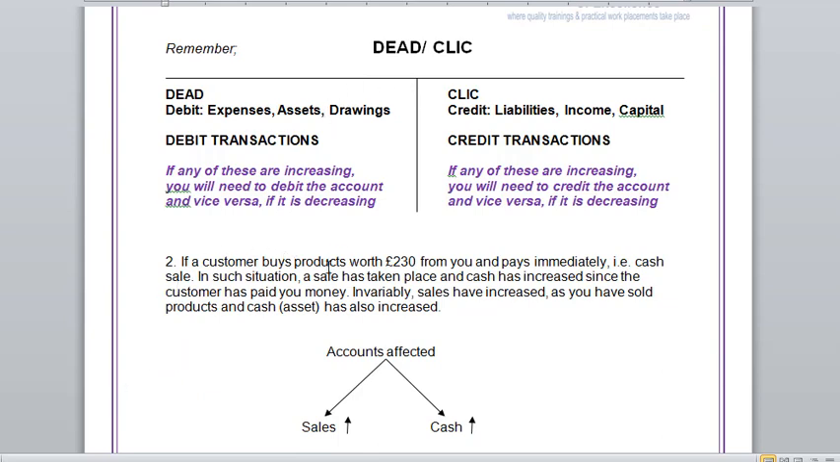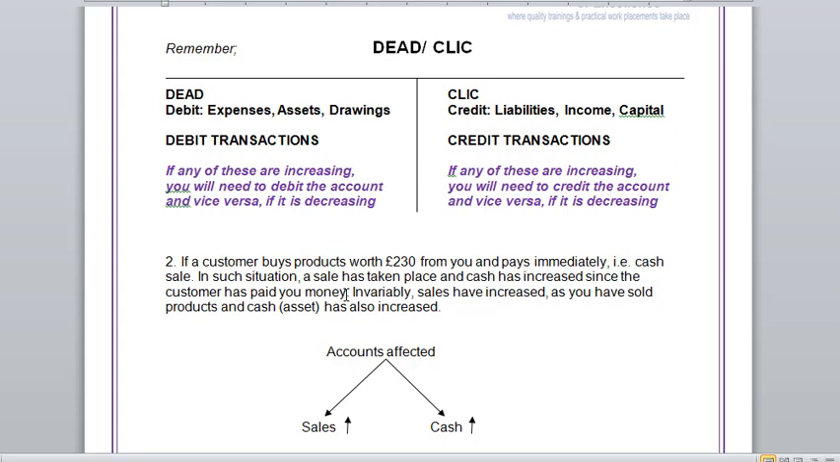If a customer buys products worth £230 from you and pays immediately, that is a cash sale. In this situation, a sale has taken place and cash has increased since the customer has paid you money. So the person has given me money in my hand. I'm like, even better. Thank you. Come back next time. Thank you very much. You've taken your money, you put it in your pocket, or they paid with a card. Just as we do when we go shopping. You pay with cash or you pay with a card.